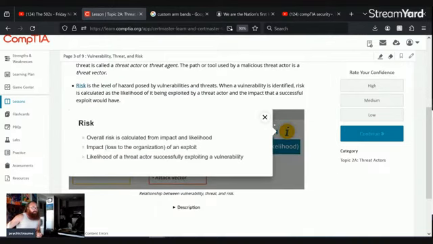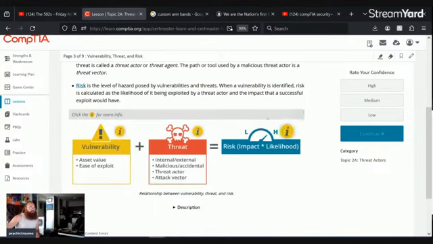Overall risk is calculated from impact and likelihood. Impact: loss to the organization of an exploit. Likelihood: of a threat actor successfully exploiting a vulnerability. So vulnerability plus threat equals risk.